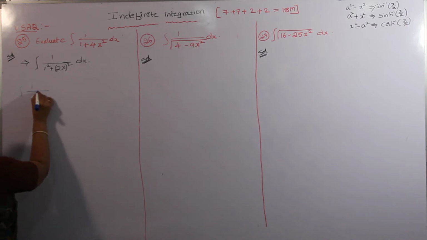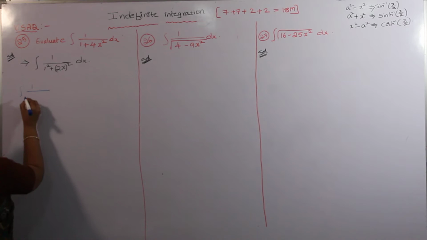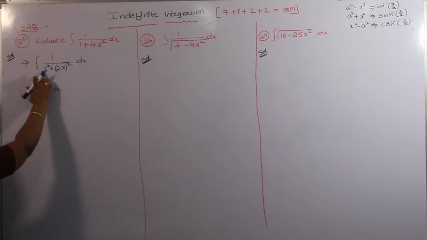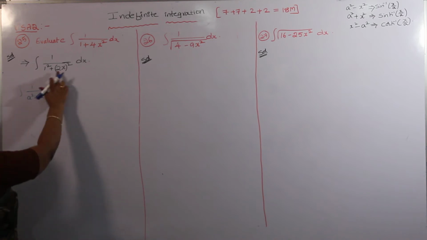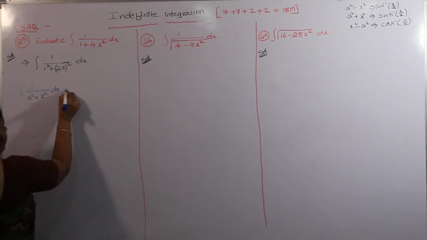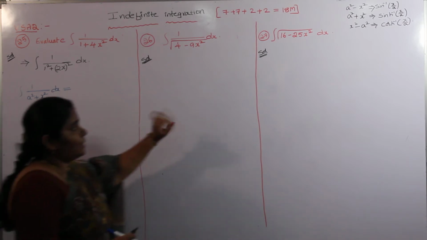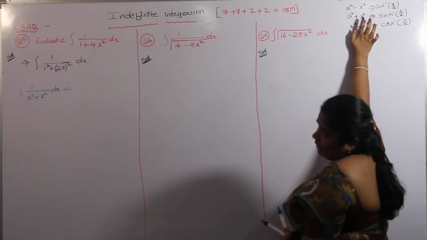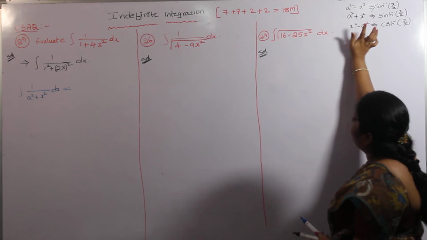integral of 1 by a square plus x square dx. In place of a here we have 1, in place of x here we have 2x. Okay, a square plus x square. You know that formula. This is without root. Without root means first set, second formula.